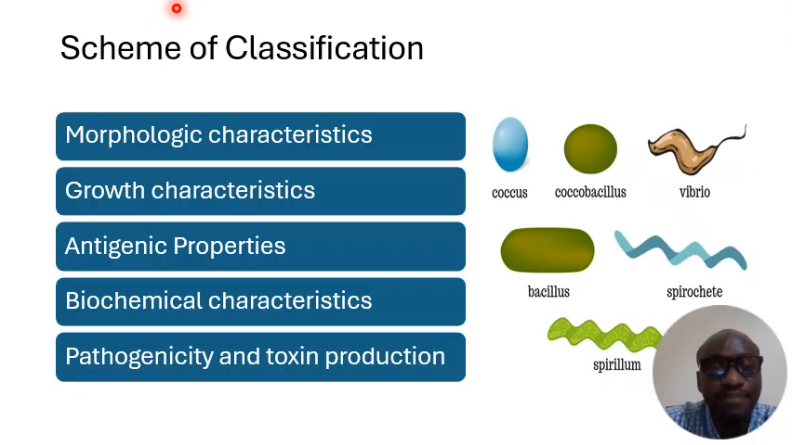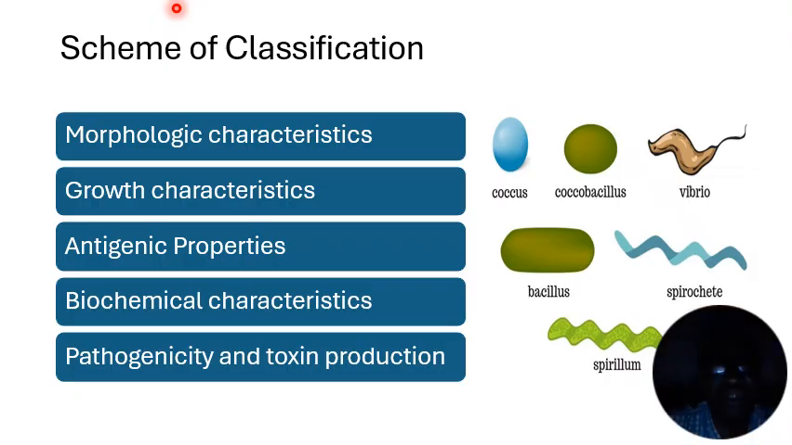The next key identifier is the biochemical characteristics. These refer to the metabolic activities of bacteria, such as enzyme production, e.g., they can produce catalase, oxidase, urease, and coagulase. These enzyme productions are specific to groups of microorganisms and bacteria. So we use them also in identifying them.